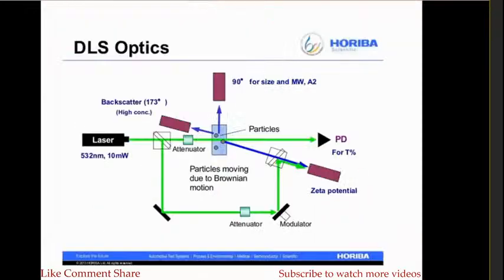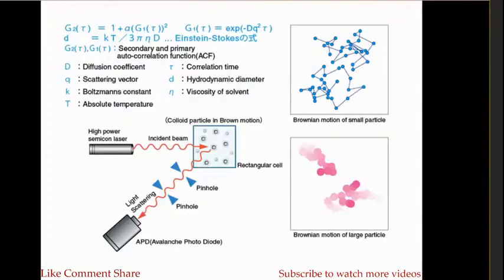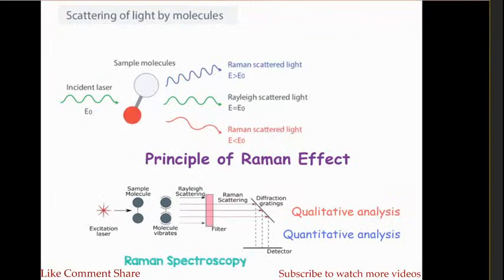Okay, this Raman microscopy, this scattering light microscopy, is the basic thing, having the Raman scattered light, Rayleigh scattered light, and then Raman lateral scattered light with the emission values. Why I mentioned this image: scattering light microscopy works with the light scattering of the molecule, and this effect helps Raman spectroscopy. In Raman spectroscopy, they pass the laser light to the molecule.